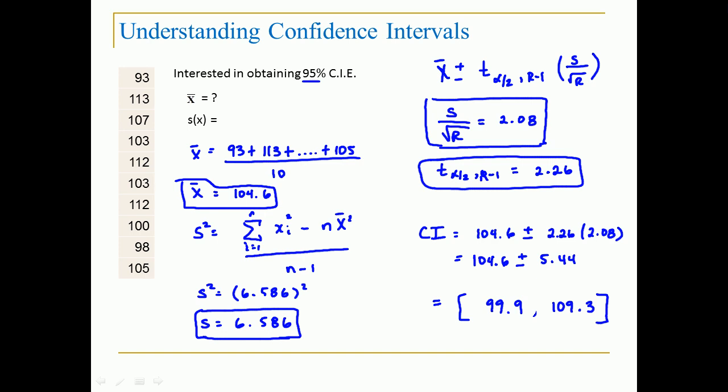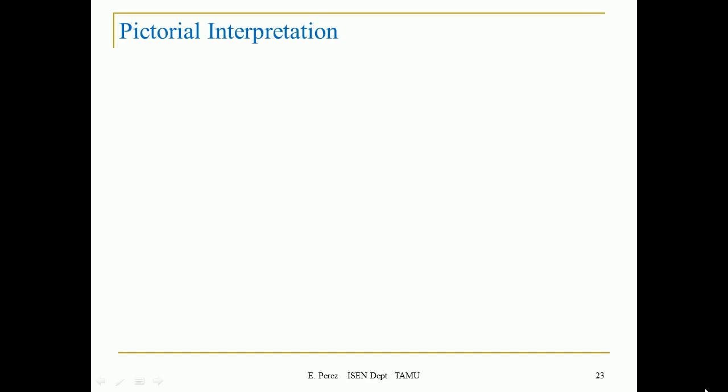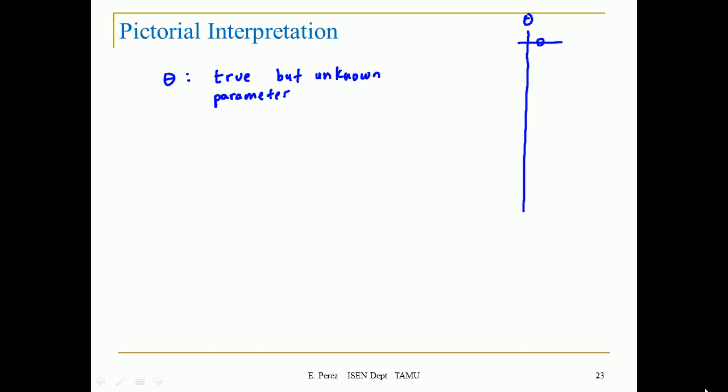In terms of a pictorial interpretation of a confidence interval, what we're trying to do is the following. Theta is the true, theoretical value for the performance measure that we are trying to estimate using simulations. So this is our true but unknown parameter. If you look at a 90% confidence interval, let's say this is the real value for theta. If you compute the confidence interval for each one of the replications, a 90% confidence interval is telling you that for those 10 replications, this is theta.